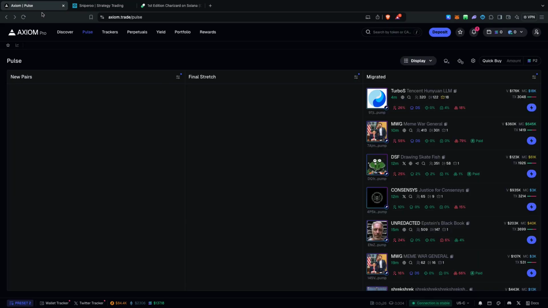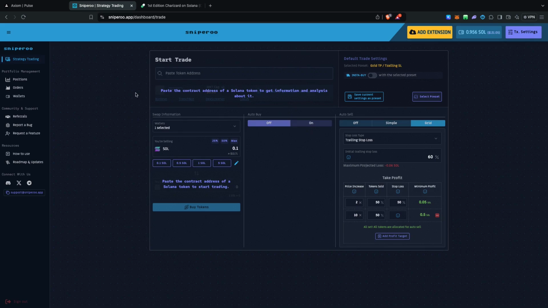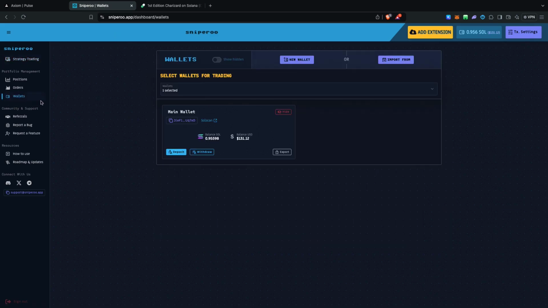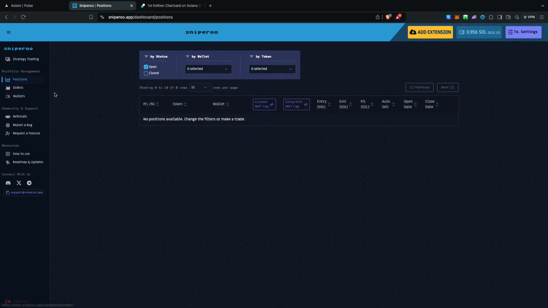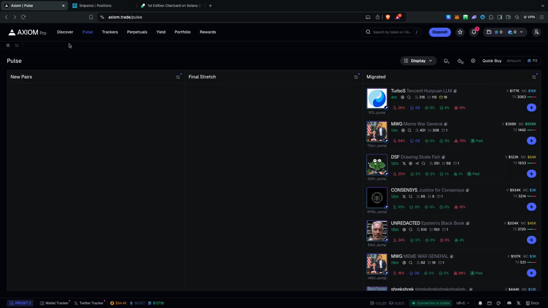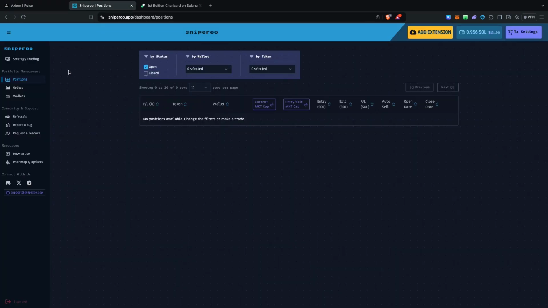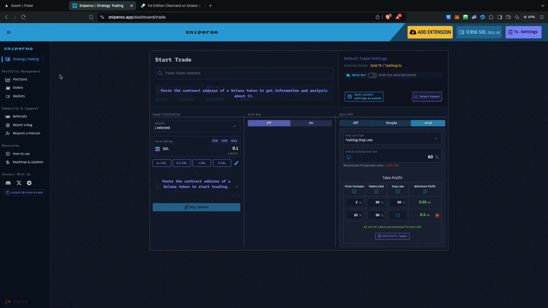Once you set up your filters, go to your Sniperoo. Make sure you've got money in your Sniperoo, make sure you've got funds, make sure you've got bags in there so that you can do the trade. Once you do that, do not use the Axiom native wallet. Use your Sniperoo. The reason you're going to be using your Sniperoo is because you've got your trading set up already.